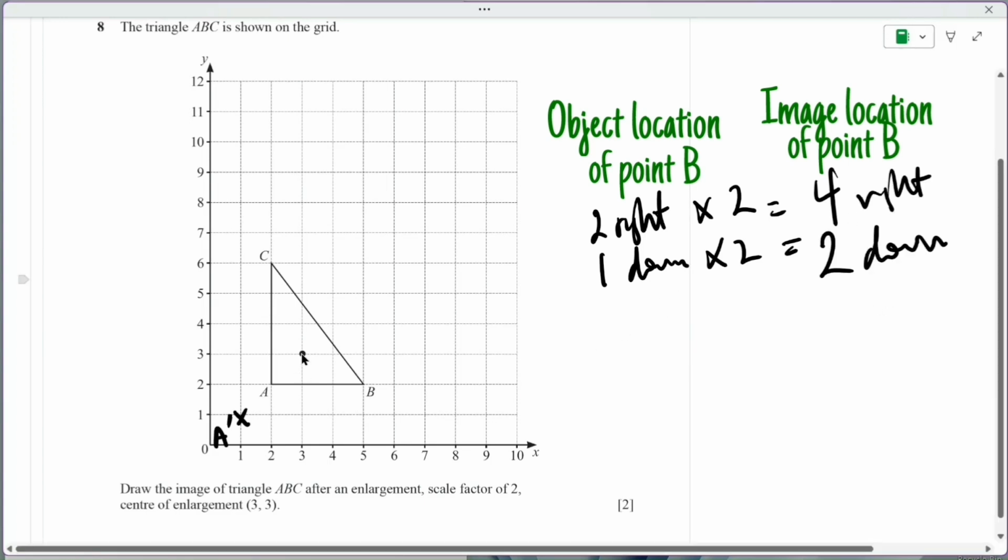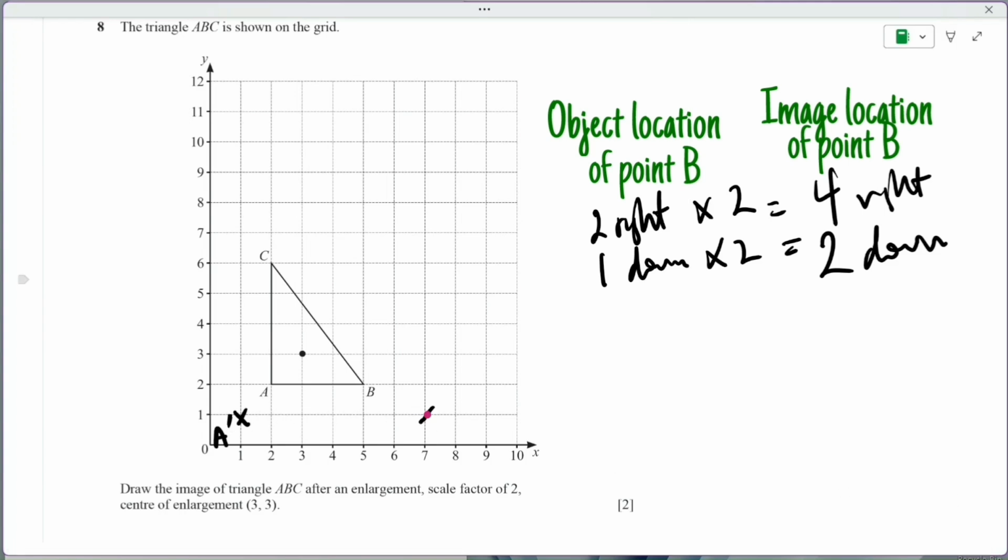So let's start from the center of enlargement. We're going 4 right. We go 1, 2, 3, 4. This is where we have 4. Then we go 2 down. 1, 2. So it's at this point that x is 7, y is 1. So you have it at this point. That's point B, B image.